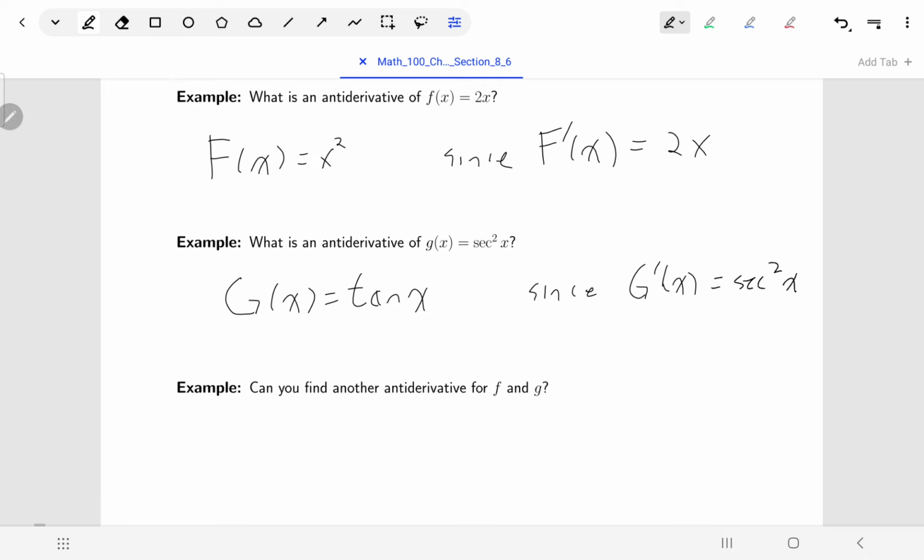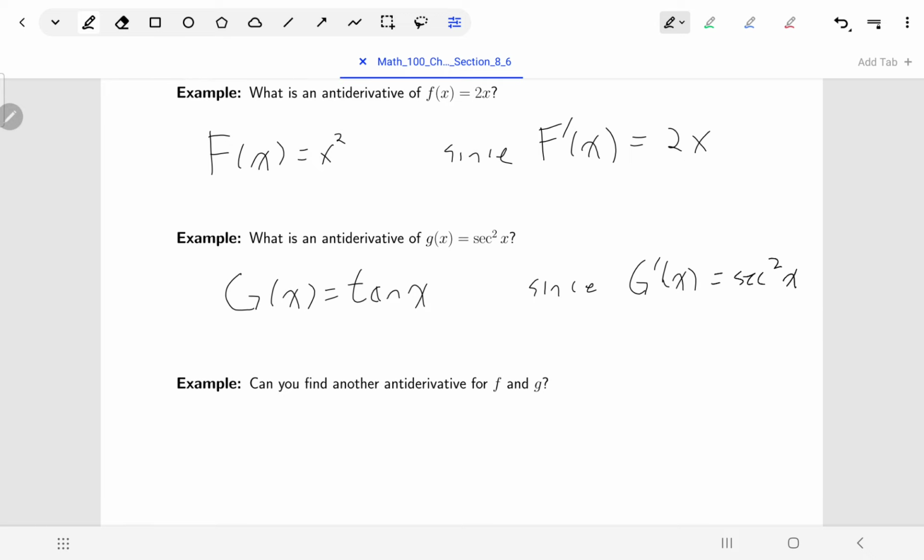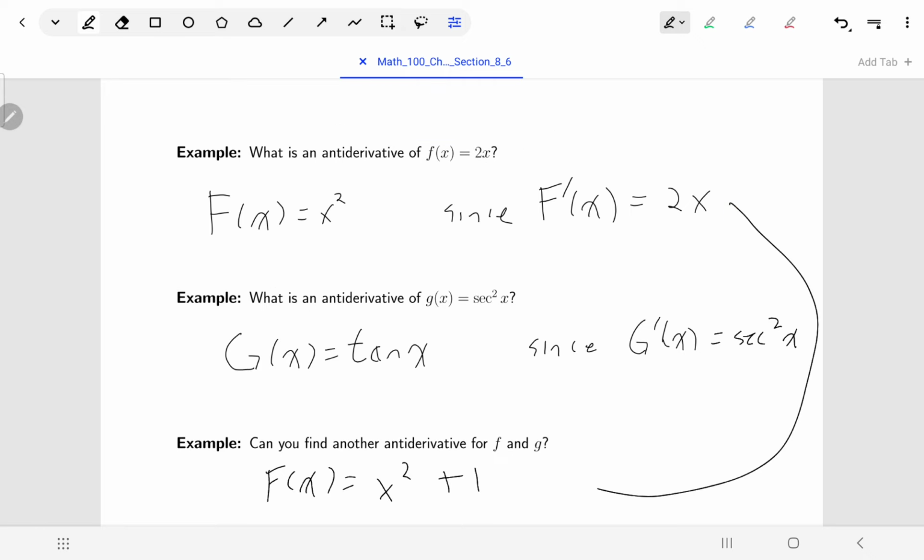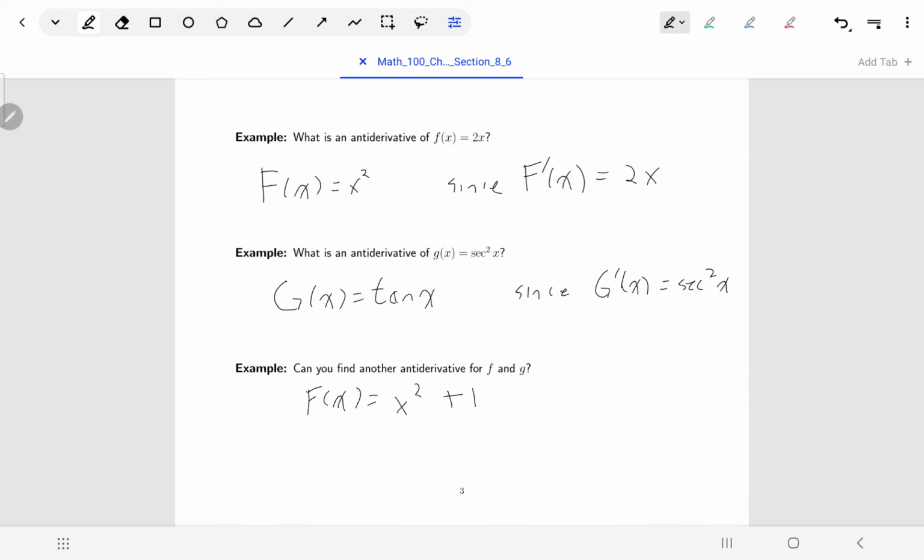Now I ask, down below, can we find another antiderivative for these functions, for f and for g? Can I find something else that has a derivative of 2x? For sure I can. For example, x squared plus 1 also has its derivative being 2x. So x squared plus 1 would also be an antiderivative of 2x.